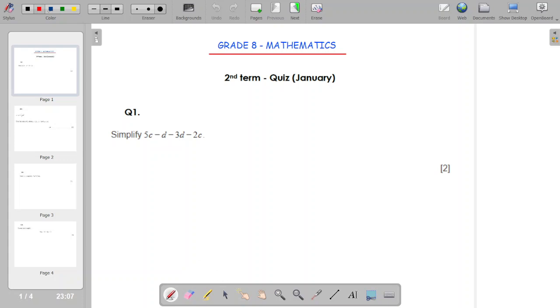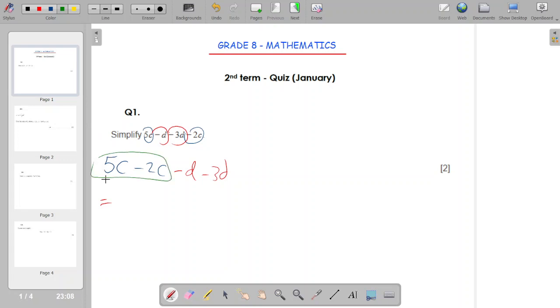When we're dealing with these problems and we are asked to simplify, we take the like terms first. So you rearrange by making it look like this, 5c minus 2c. Why are you rearranging? To make it easier to solve. After that, you take the other two expressions that contain the variable d, which are going to be minus d minus 3d.